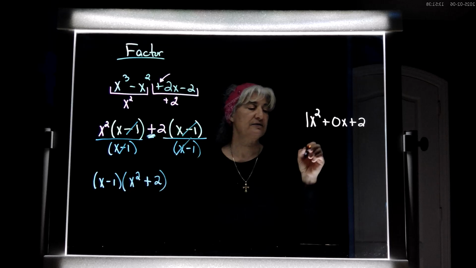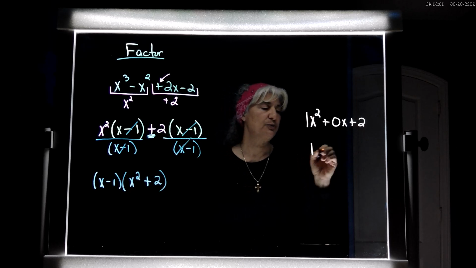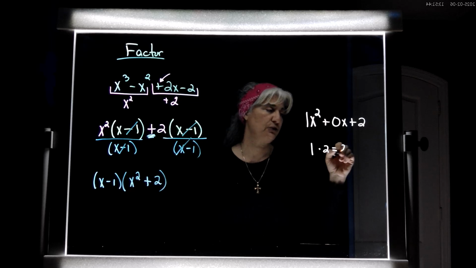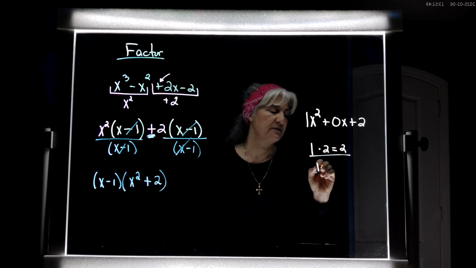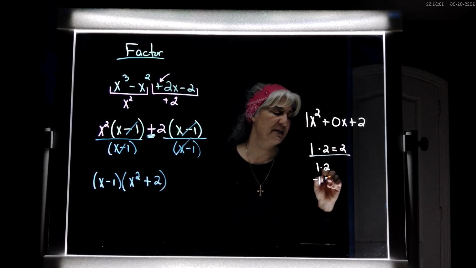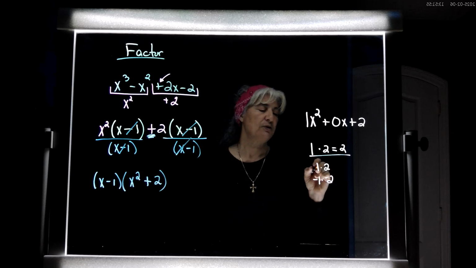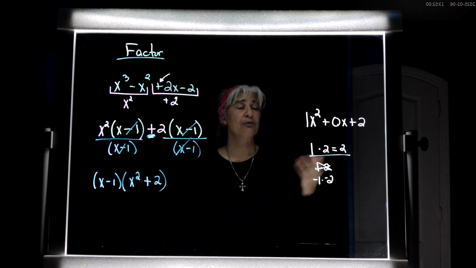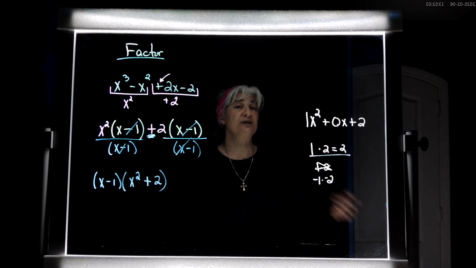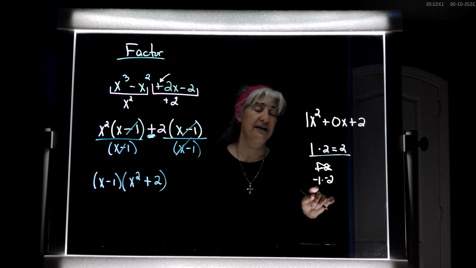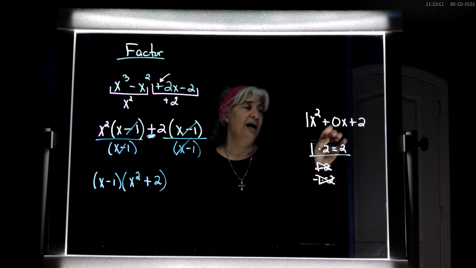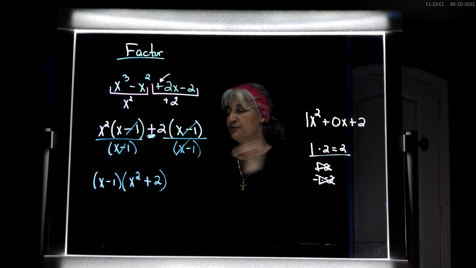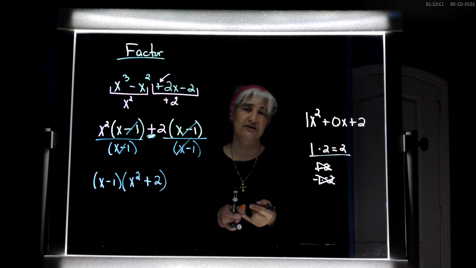So take the first coefficient, multiply by the last one. 2. What are the combinations that multiply to 2? Positive 1 times positive 2, negative 1 times negative 2. What's 1 plus 2? Yeah, 3. That's not 0. You can't replace with that combination. If I could, then it could still factor. Negative 1 plus negative 2? Not a 0. I cannot replace the middle term, which means this doesn't factor, and that's your final answer.